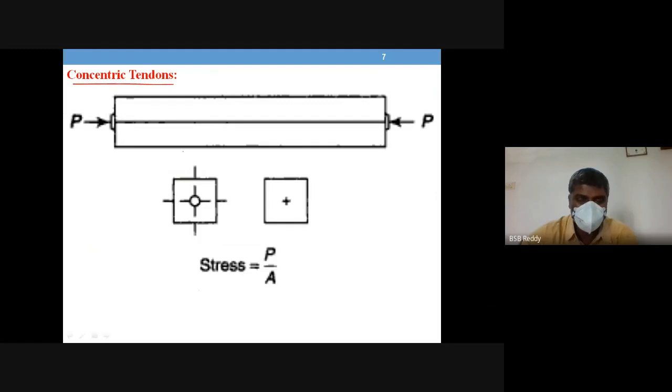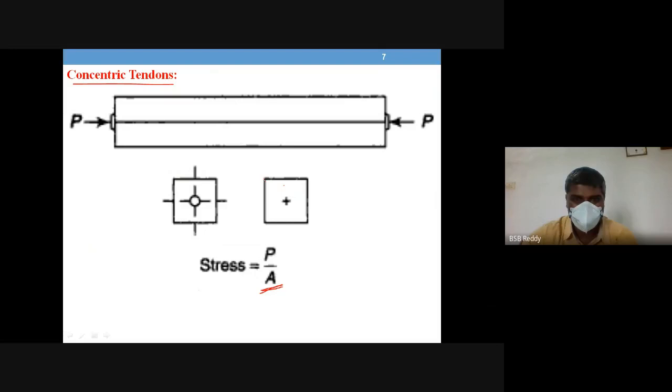Coming to the concentric tendons case. If you induce pre-stress by a concentric tendon, meaning you pull the tendon and anchor it at the ends, it is going to create exclusively compressive stress of the same value at all places, all fibers, both top fiber and bottom fiber, and any location you take is going to have a very similar stress.